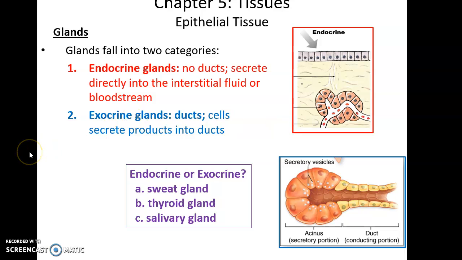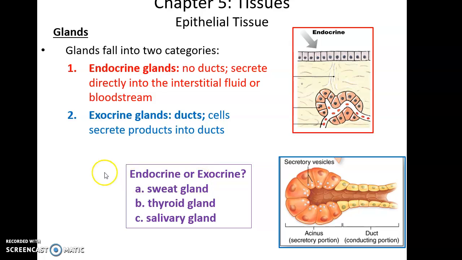There are two big categories for glands. There's endocrine glands and exocrine glands. Endocrine glands have no duct, so they don't reach the surface, and instead they secrete their substance, which is hormones, into the surrounding fluids of the tissues or into the bloodstream. So either into the interstitial fluid or the bloodstream. Exocrine glands, on the other hand, have a duct that leads to a surface, so that what they produce and secrete ends up going onto that surface.